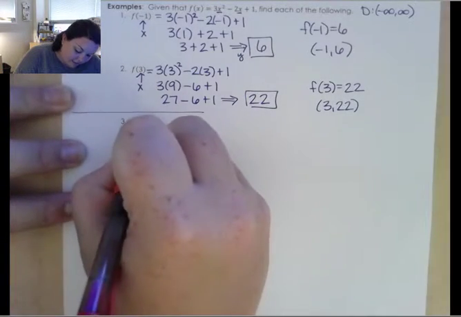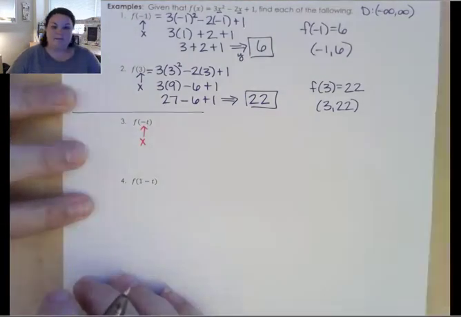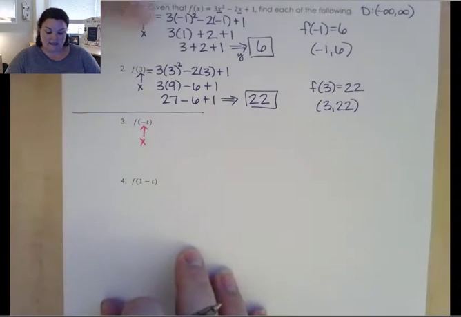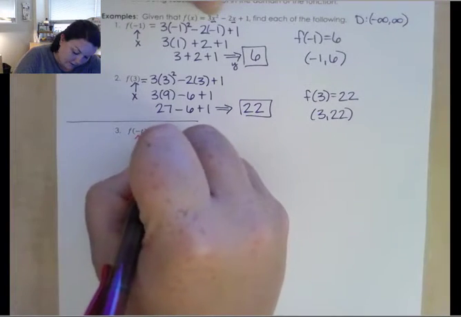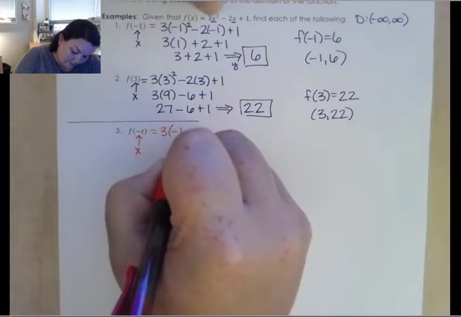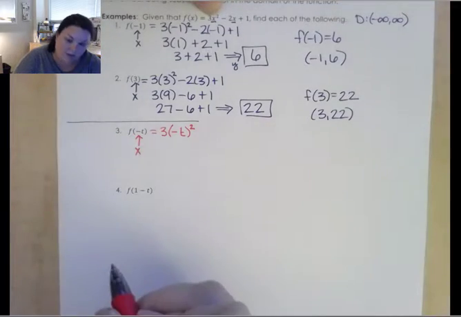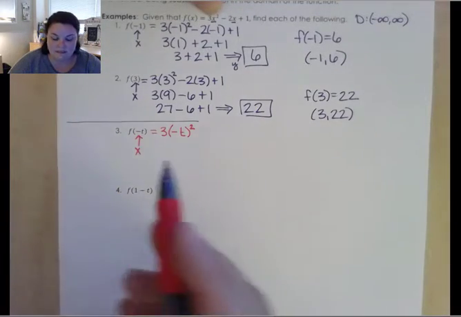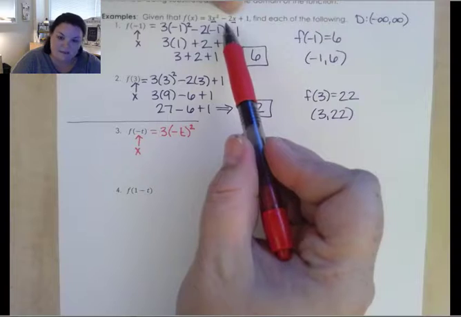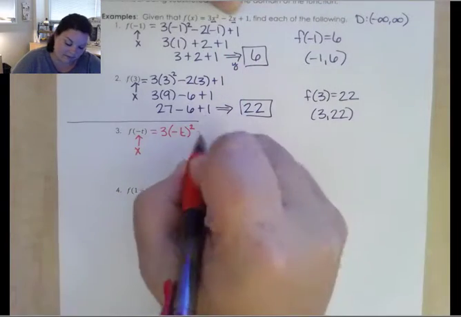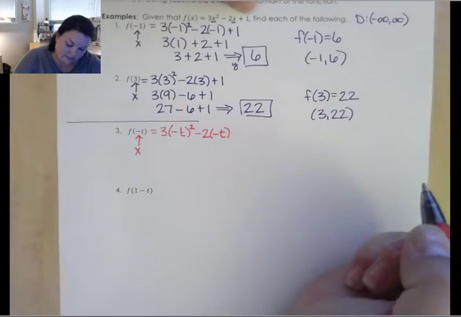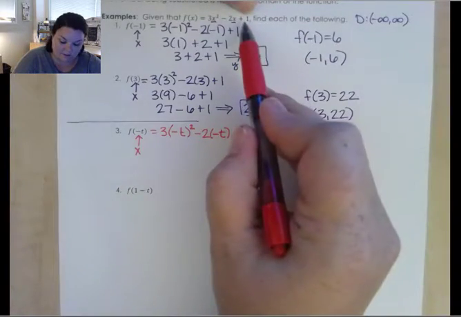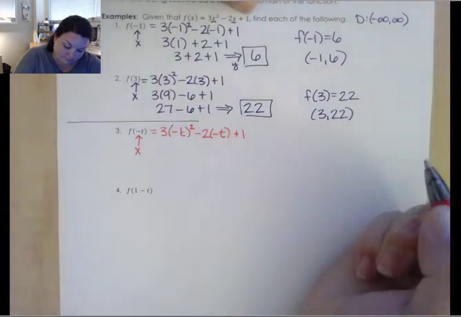Same idea. Wherever I see an x, I'm going to be plugging in a negative t. So my function says to do negative 3 times my input squared. So negative 3 times my input squared, and my input is negative t. The next term is negative 2 times my input. So negative 2 times my input of negative t. And then my third term is just a positive 1.